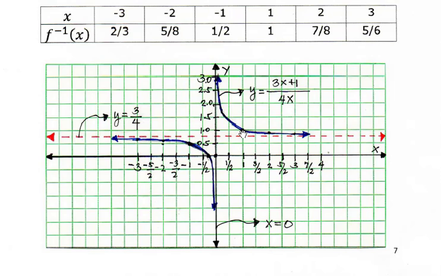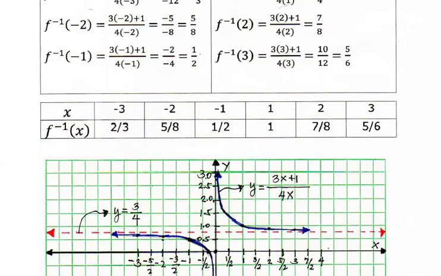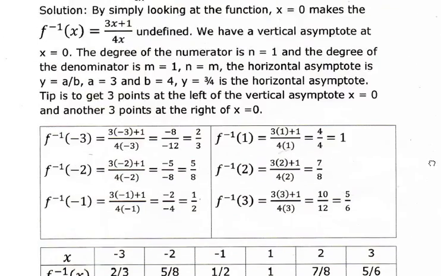So we have it here on this side. Then x equals 2, we have 7/8. It's higher than 0.5. And for x equals 3, it's 5/6. It's below 1, but it's higher than 0.75. So here's the behavior of the graph. So this is for number 2.